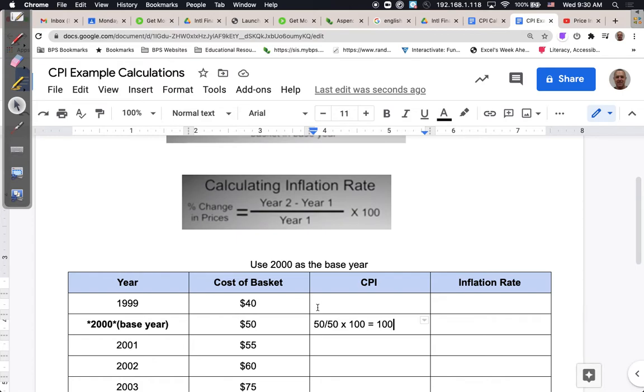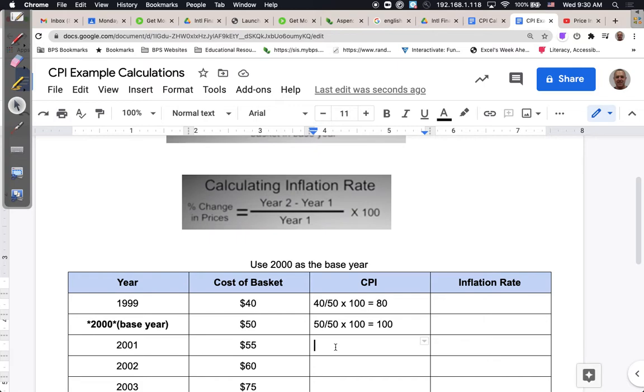So in 1999, the price of the basket of goods was less than it was in 2000, which makes sense. Prices usually go up from year to year. So the cost of the basket in the year 1999 was 40. Divide that by the cost in the base year, multiply by 100, and that's going to give you 80. All right, you're going to want to have a calculator on hand for these. In fact, let me get my calculator ready to go.